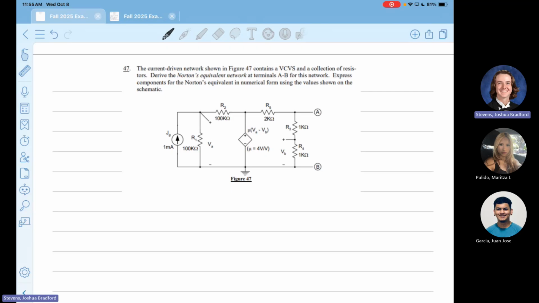Russell does Russell. But yeah, so this is the Norton's problem. It's pretty easy because it says it. The current-driven network shown in Figure 47 contains a voltage-controlled voltage source and a collection of resistors. Derive the Norton's equivalent network at terminals A and B for this network. Express components for the Norton's equivalent in numerical form using values and on the schematic. Can anybody tell me what we should do?